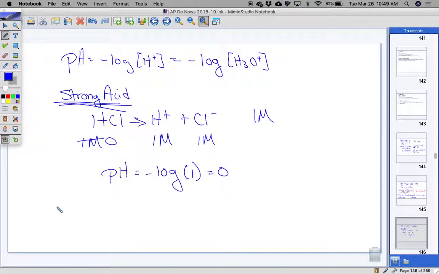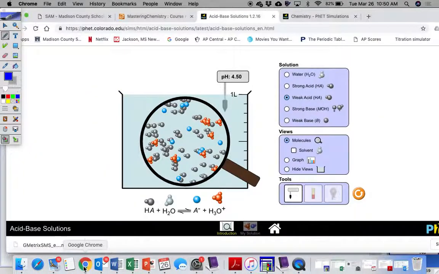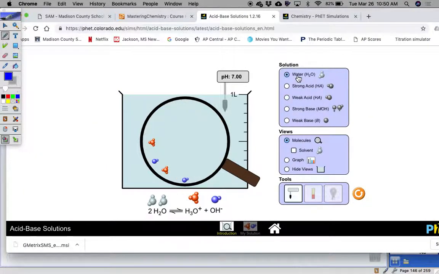Water is both an acid and a base. Water will split up into H3O+ and OH- on its own, right? Go back to our little simulation. What happened when I put in water? It breaks down. Yeah, so water auto-ionizes into the H+ and the OH-.